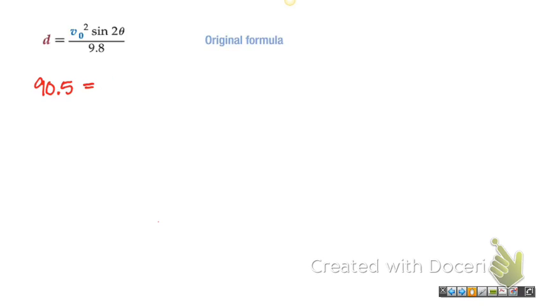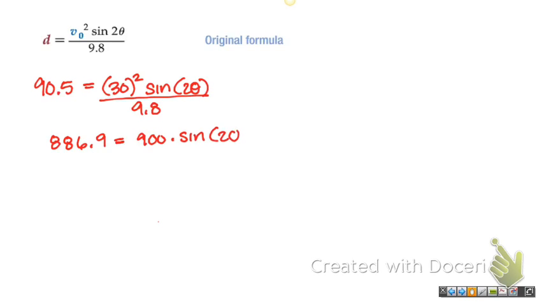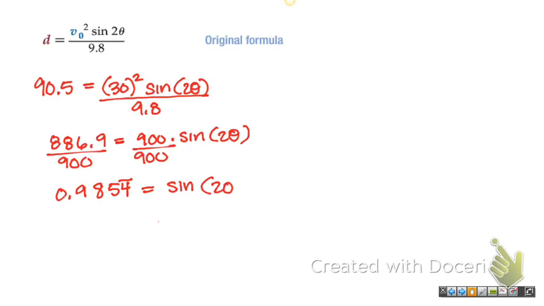So they gave me the initial velocity was 30, the sine of 2 theta over 9.8. Let's simplify this a little bit algebraically by taking out these numbers. So this is 886.9 is equal to 900 sine 2 theta. Now we can divide both sides by 900. We're going to get 0.9854 equals the sine of 2 theta.